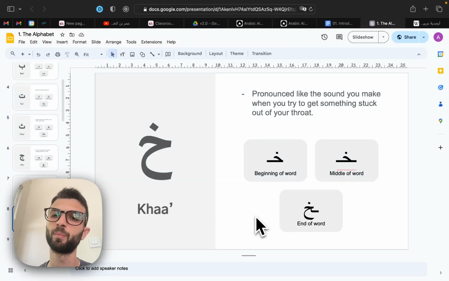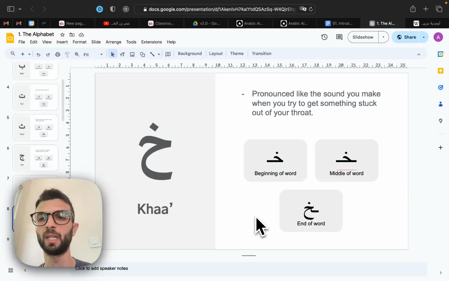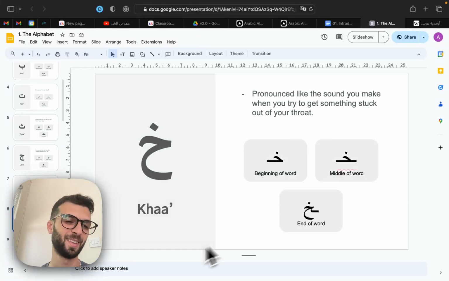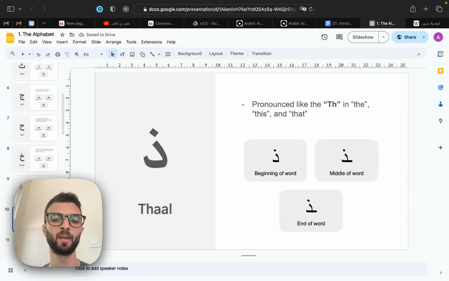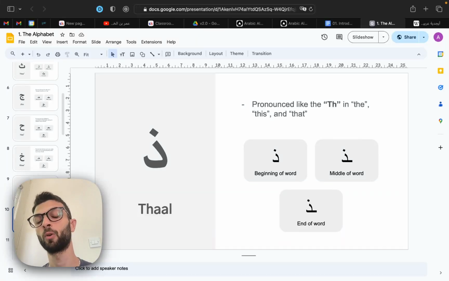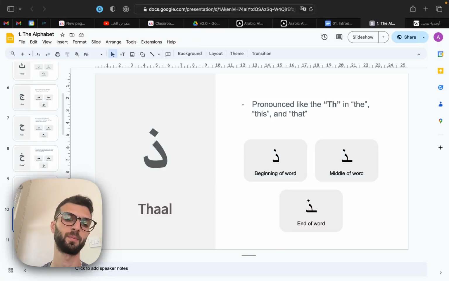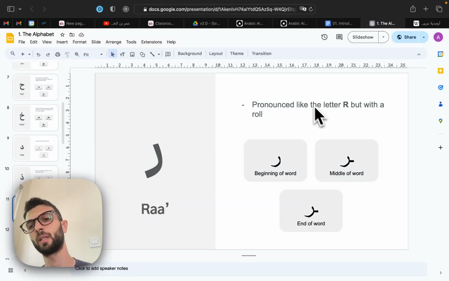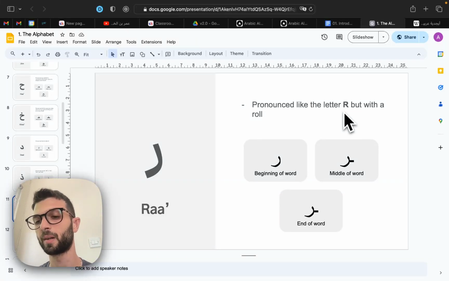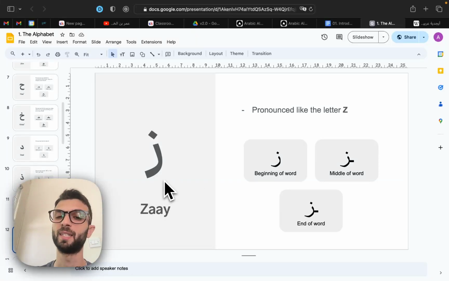Next is Kha, pronounced like the sound you make when you try to get something stuck out of your throat. Then we have Dal, which is pronounced like the letter D. Simple. Dhal, which is pronounced like the letters TH in the, this, and that. Next is the letter Ra, which is pronounced like the letter R, but with a roll. And then the letter Zai, which is pronounced like the letter Z.